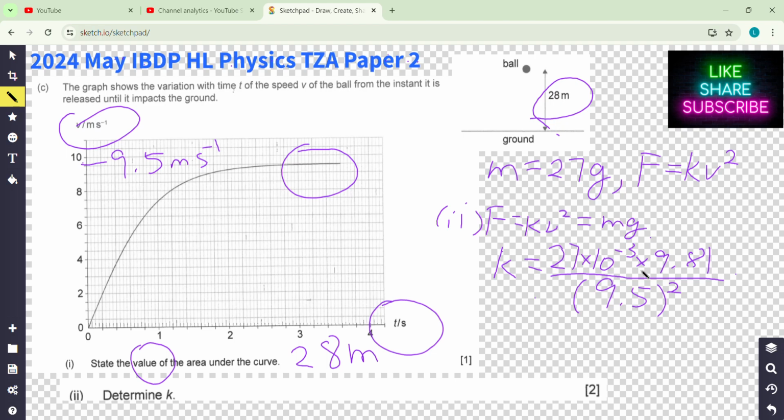So now it's your turn. Bring out your calculator and do it. Well, then you got it. It is 2.9 times 10 to the power negative 4. Units: remember, what's the unit of k? We did it. Kilogram per meter. A very strange unit. But remember to copy it back from the previous one.